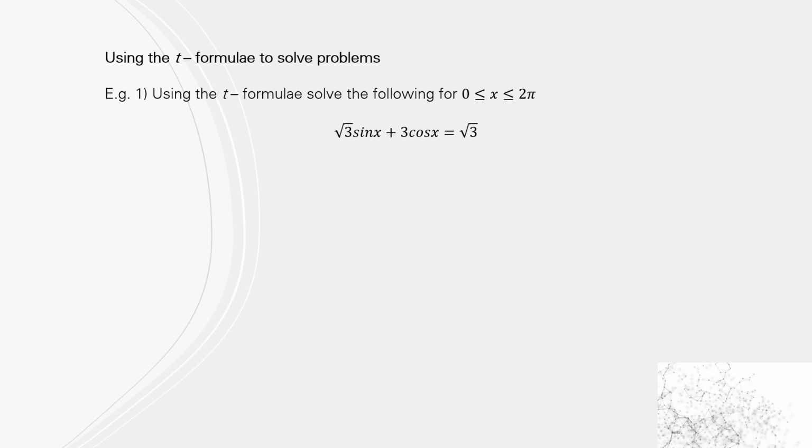So using the t formula to solve the following, we solved this in our last video on auxiliary angles, so we're going to get the same result, we're just going to use the t formula instead of the auxiliary angles. We're going to replace sine x with 2t on 1 plus t squared and cos x with 1 minus t squared on 1 plus t squared. You'll note we've got a common denominator.